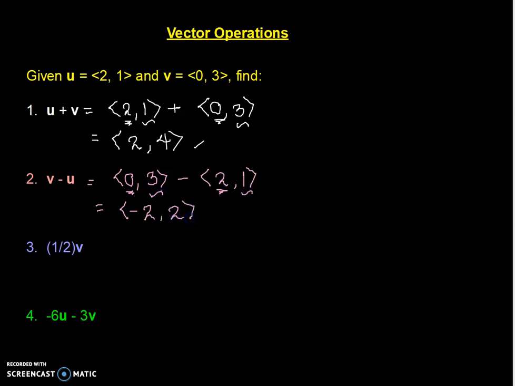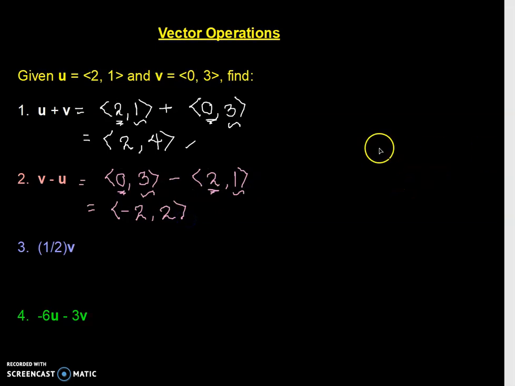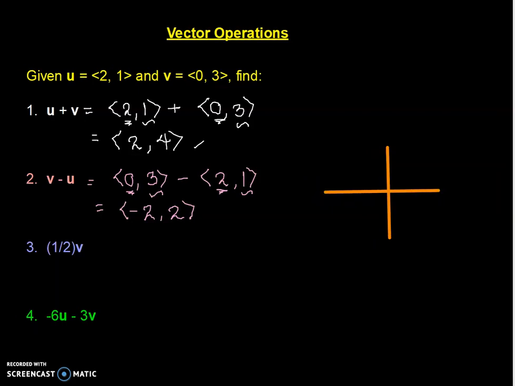So remember that you may see the results graphed rather than written. So if I were to graph this vector, remember the x is negative 2, the y value is 2. So that would be the point right here. And a vector is just a line with a direction to it. So that would be the vector v minus u.